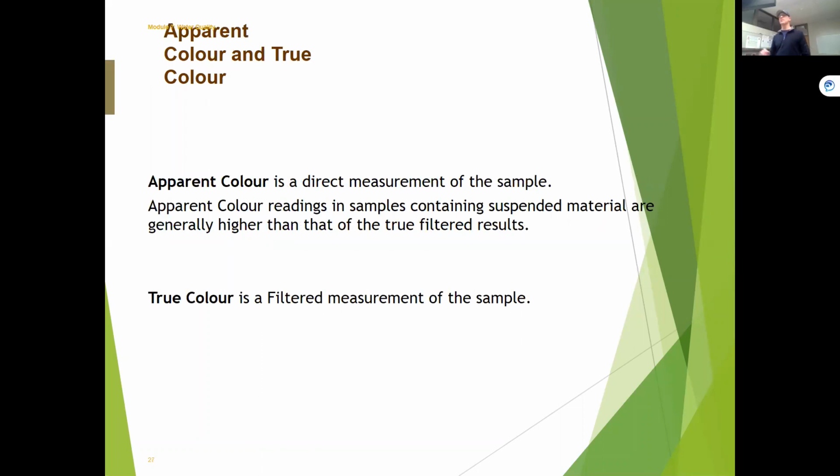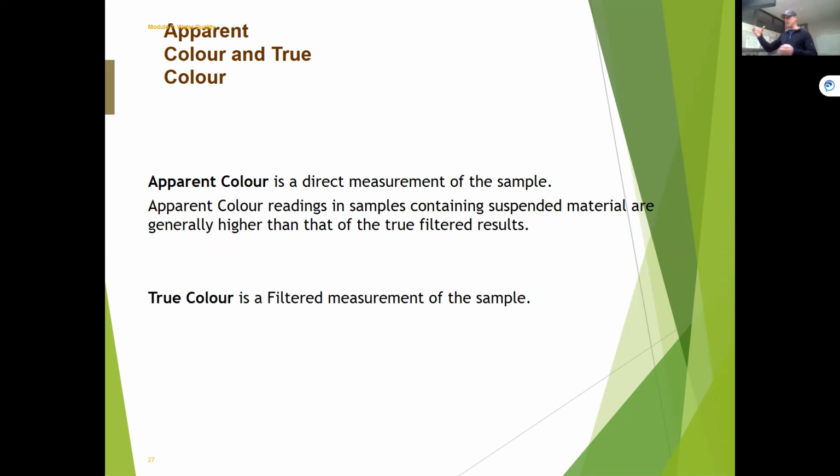There's two types, like I said: apparent color and true color. The big difference is apparent color is a direct measurement of the sample. So I'm going to take a sample of my water and measure it directly. It's going to be looking at two things: the color that's embedded in the water, the dissolved, and the color that's floating in the water, the non-dissolved or the suspended. And it should always be higher than the true color.